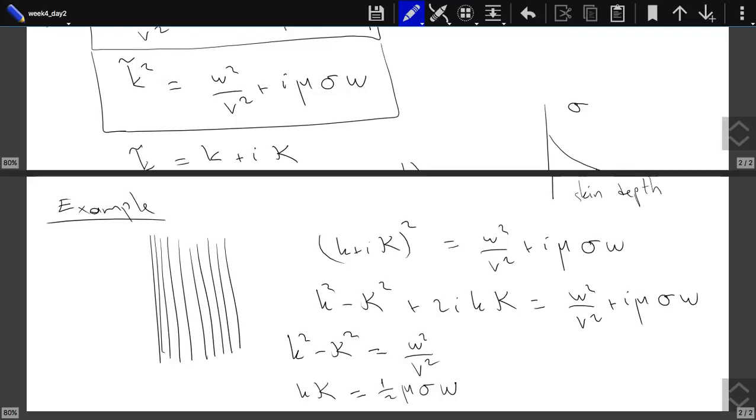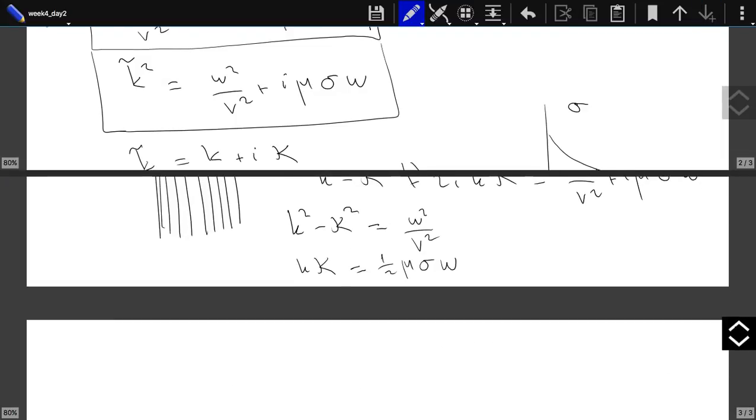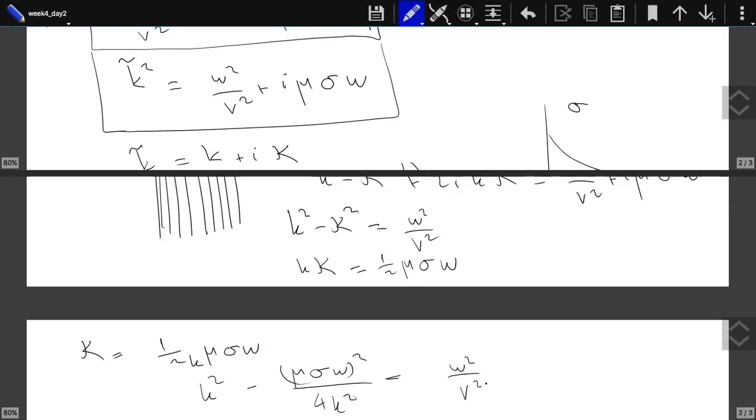Now let's solve them. Let's look at K. What is K? How is K related with omega? The second equation tells me that kappa is equal to 1 over 2K mu sigma omega. If you just put it in the first equation, you get mu sigma omega squared over 4K squared. Now this is K squared minus this one, is equal to omega squared over V squared.